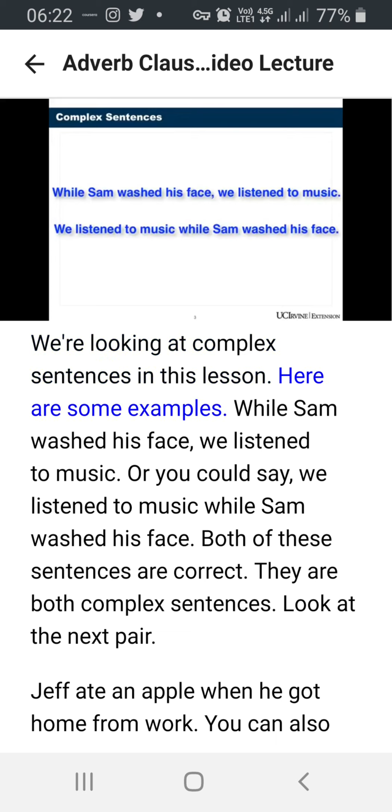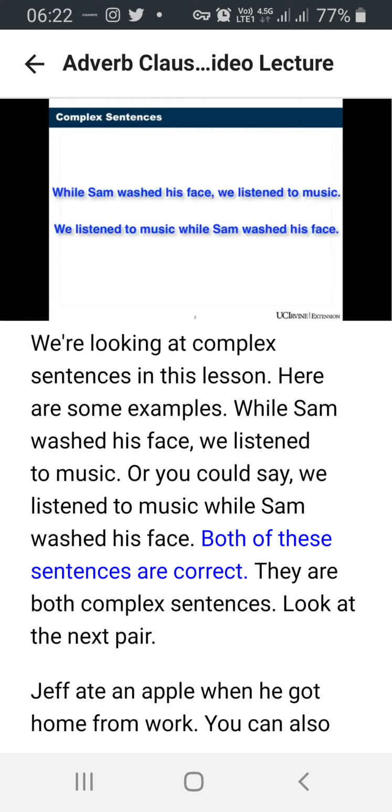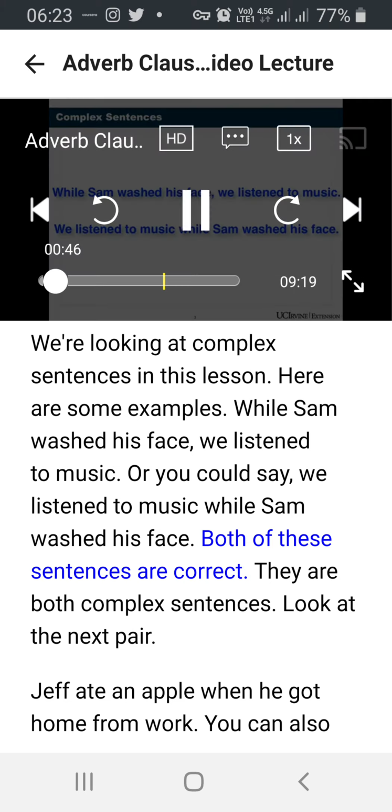Here are some examples. While Sam washed his face, we listened to music. Or you could say, we listened to music while Sam washed his face. Both of these sentences are correct. They are both complex sentences.